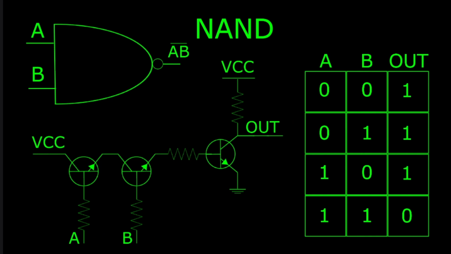So a NAND gate is an AND gate in series with a NOT gate. And the NAND gate is very special and very common because it's known as a universal gate. This means using only NAND gates, you can create every other type of logic gate. So I will make a separate video on how to make every single type of logic gate using only NAND gates. But for now, we'll move on to the next one.